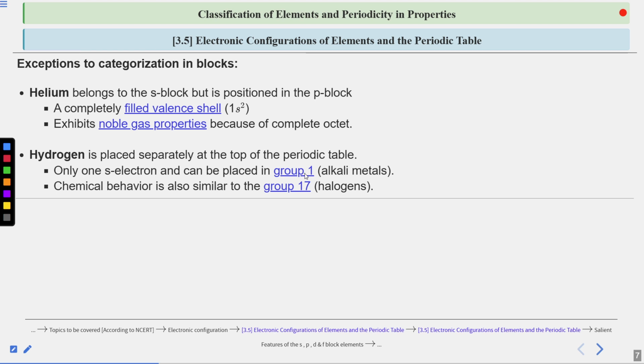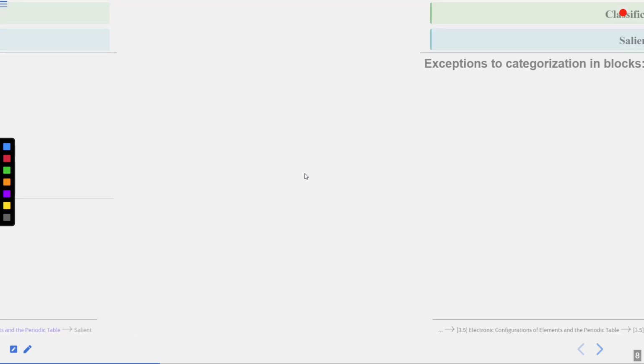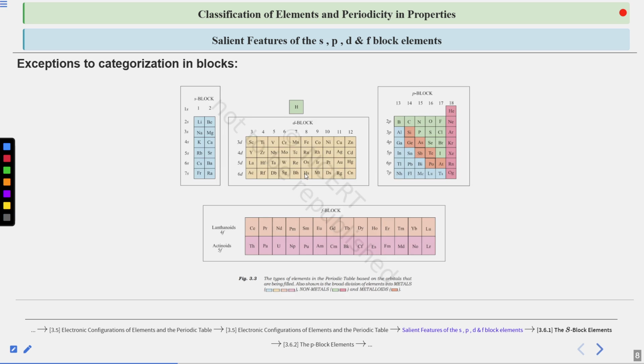Now, this can be well visualized in your upcoming picture. So this is the picture. You can see that there is a green box where H is written in the middle, just above the d block. That is representing hydrogen. So, to keep it distinct from the whole of the periodic table, it is placed there. Therefore, its position is not fixed.